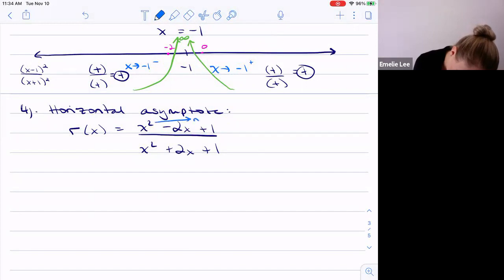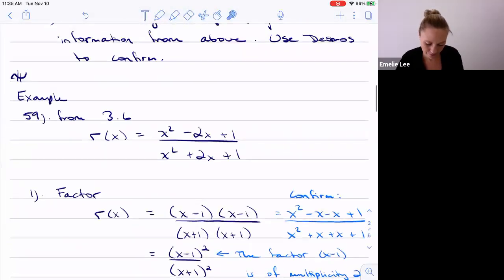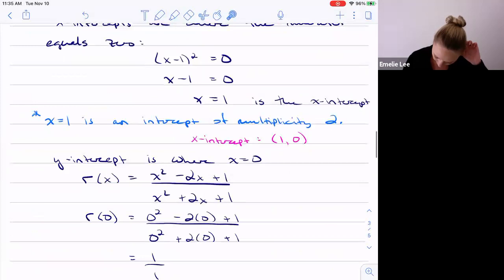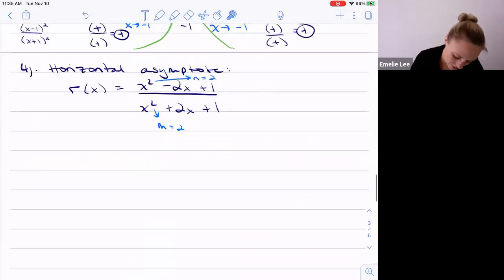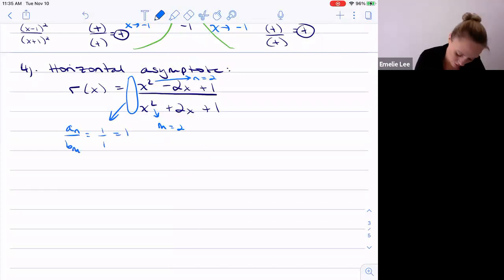But here I'm going to have n is 2 and m is 2. So we have the same degree for the numerator and the denominator. And if we flip back to our notes, in general, if n is equal to m, then we have a horizontal asymptote at the leading coefficient of the numerator over the leading coefficient of the denominator. So here, a_n over b_m is 1 over 1, which is just 1.